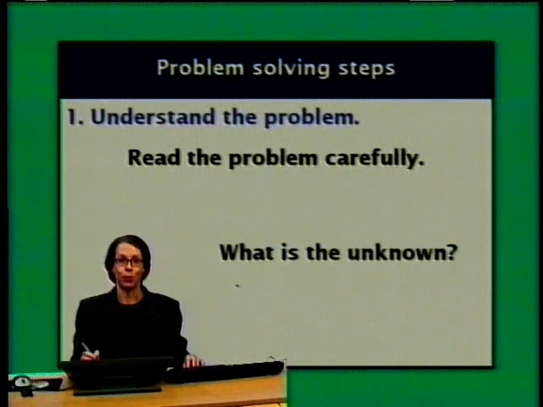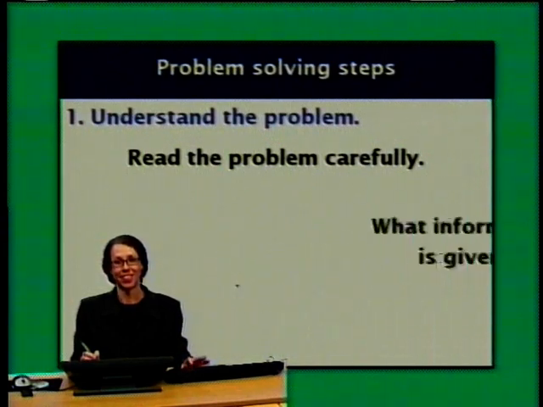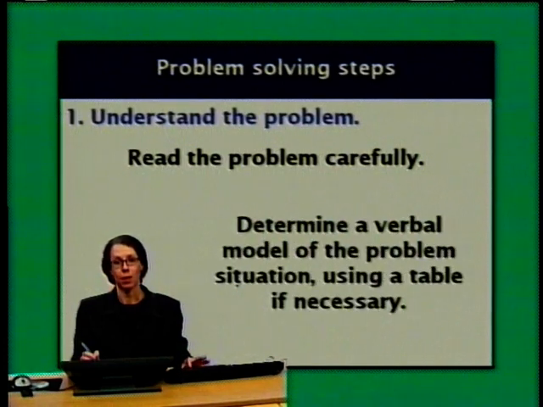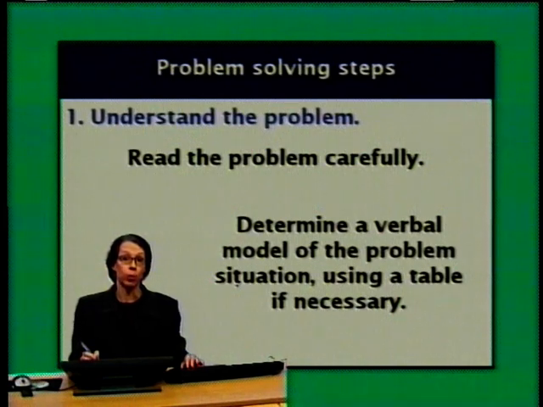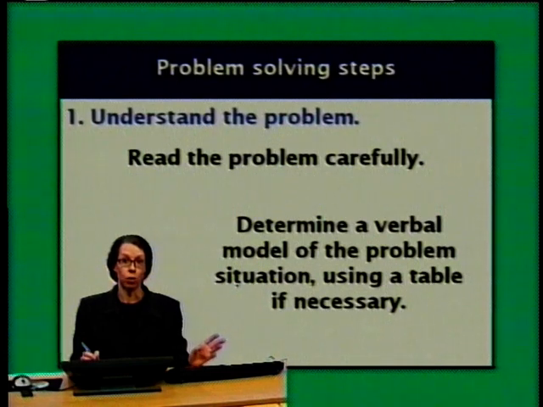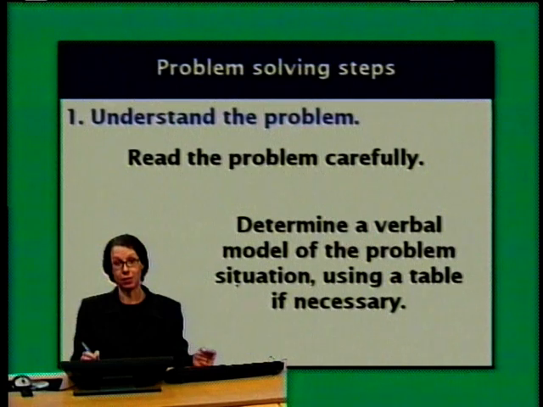What is the unknown? We always have to make sure we know what it is we're being asked to find. And we also need to know what information is given. What information is given in the problem which will help us determine the unknown? Sometimes we might want to determine a verbal model of the problem situation using a table if necessary. We did this with Anton. We decided that in order to calculate the total number of calories he'd burn, we multiply 100 calories per mile times the distance he has run. That's a verbal model.